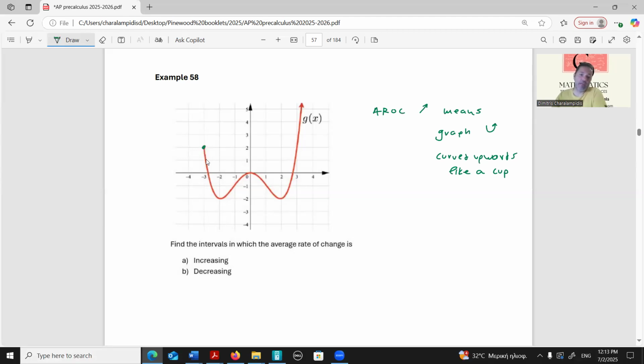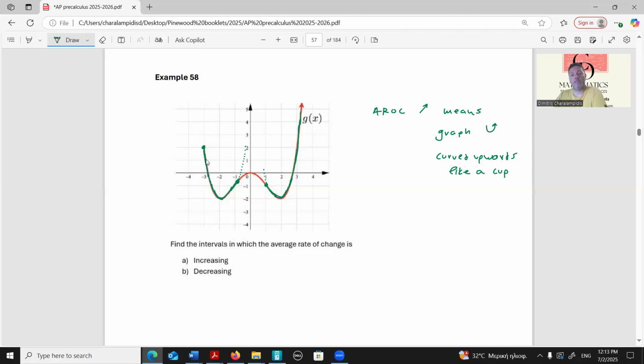So it would be from here for sure. At some point somewhere here, it should stop. Why should it stop here? Because otherwise it would have continued expanding upwards like a cup, but we see that it doesn't. Also, from somewhere here, it should have stopped and then up to plus infinity.